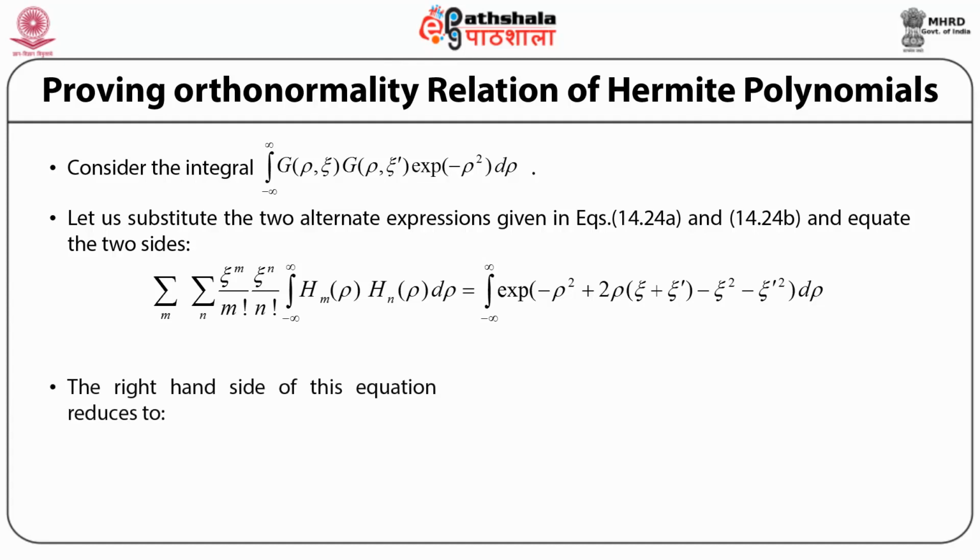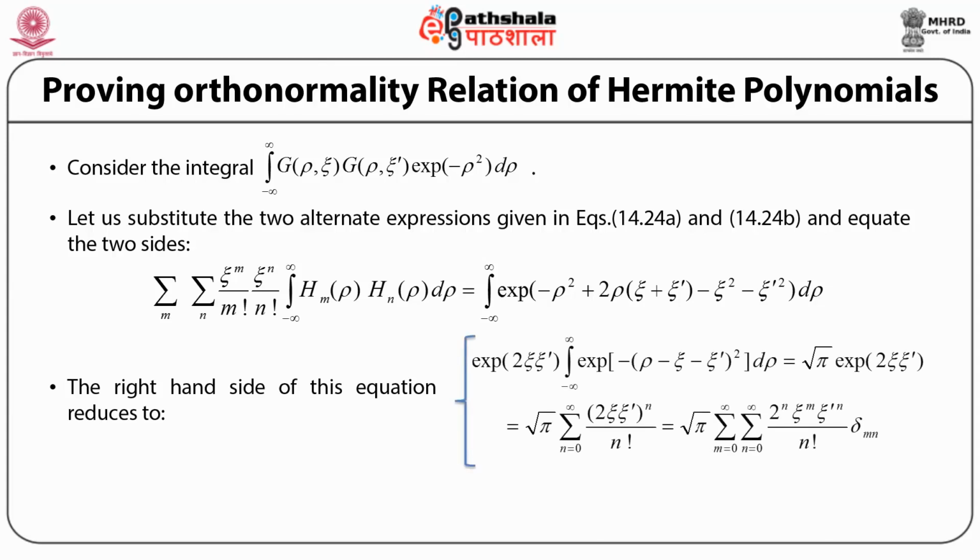The right hand side of this equation reduces to exponential of 2 xi xi prime into the integral from minus infinity to infinity exponential of minus, within the brackets, square of (rho minus xi minus xi prime), d rho, which is equal to square root of pi into exponential of 2 xi xi prime. This is equal to square root of pi into summation over n going from 0 to infinity (2 xi xi prime) raised to power n by n factorial. This gives square root of pi into summation m going from 0 to infinity, summation n going from 0 to infinity, 2 raised to power n into xi raised to power m into xi prime raised to power n by n factorial into delta_mn.